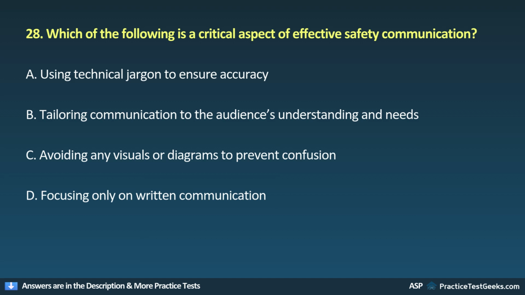28. Which of the following is a critical aspect of effective safety communication? A. Using technical jargon to ensure accuracy. B. Tailoring communication to the audience's understanding and needs. C. Avoiding any visuals or diagrams to prevent confusion. D. Focusing only on written communication.